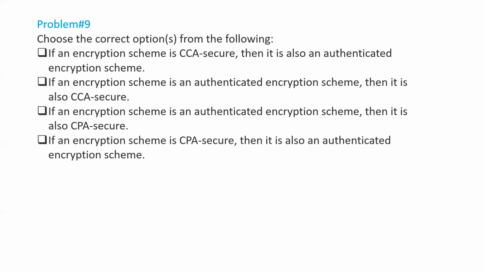And by CCA security, you already know that the adversary is given access to encryption oracle and decryption oracle, and the encryption scheme should achieve semantic security even when the adversary has access to encryption and decryption oracle. In other words, the adversary should not be able to distinguish the encryption of M0 from an encryption of M1 when provided with access to both encryption oracle and decryption oracle.